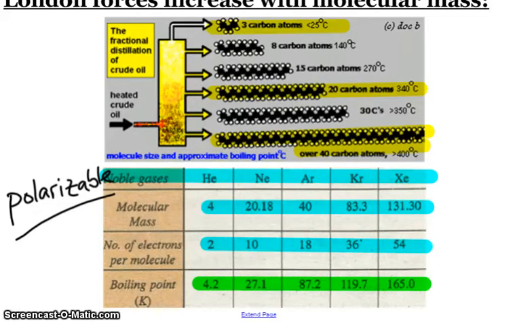Now do note down here, these temperatures are in Kelvin. So you're like, what? Xenon boils at 165 Kelvin. That's still significantly below zero on the Celsius scale.